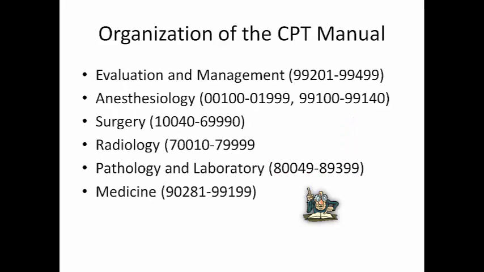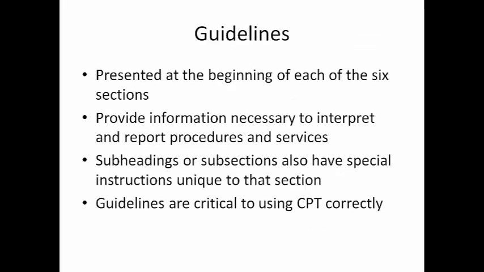The CPT book is organized into 6 major sections. So we have evaluation and management, or you'll hear it known as E&M codes, anesthesiology, the surgery codes, which is the biggest section of the CPT book, radiology, pathology and lab, and medicine.